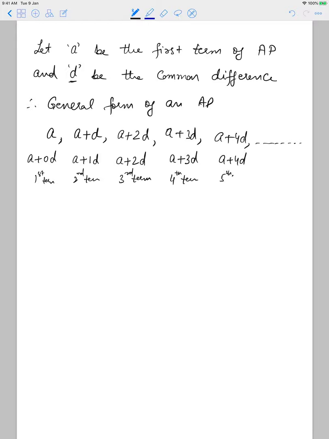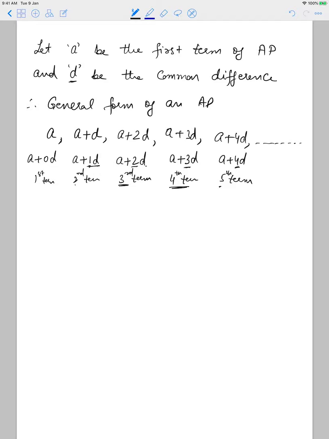So from here I would like you to observe something, that is how to obtain the next term. If it is the second term, then 1 less than that, 2 minus 1, will be the coefficient of D. In the third term the coefficient of D will be 2. In the fourth term the coefficient of D will be 3. In the fifth term the coefficient of D is 4, meaning 1 less than the term number.